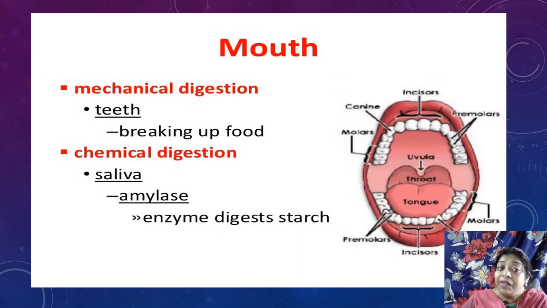Okay. The chemical digestion, I told you, the saliva, especially the salivary amylase, helps to soften the food, and also this enzyme digests any type of starch. What is starch? The complex substance of sugar is called starch.